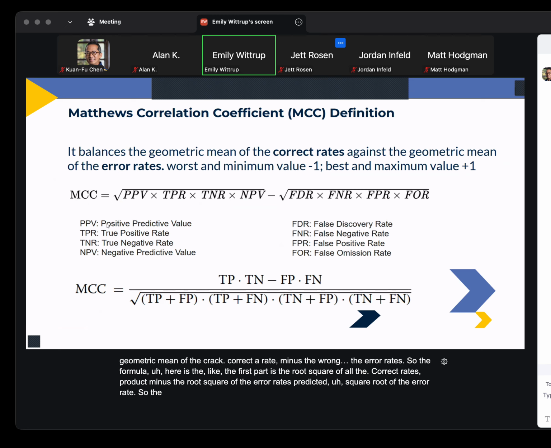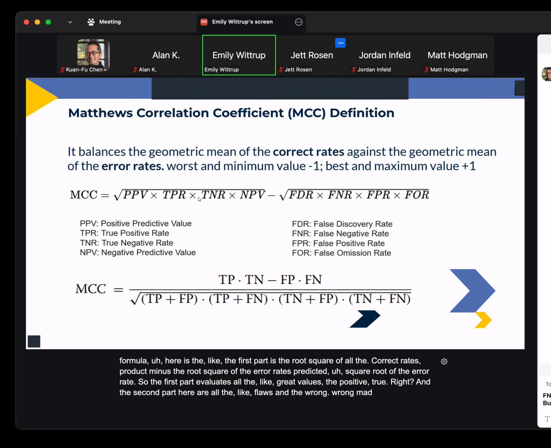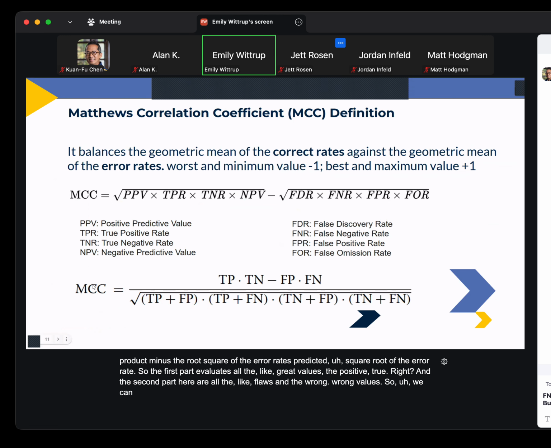The first part evaluates all the good values, the true positive rates, and the second part covers all the false and wrong values. So we can derive the lower, standard representation of the MCC formula from the upper part. So how can we calculate these rates? In the paper, it mentions a 2x2 contingency table.